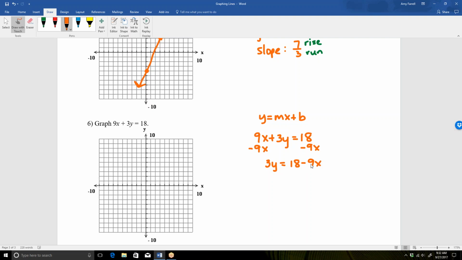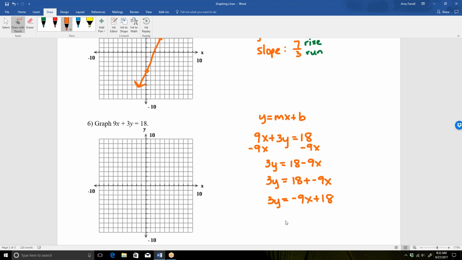Then I want to get my term containing an x first. And I've got to be careful here because subtraction is not commutative. So I can't just swap these. Addition is, however. So maybe instead of 18 minus negative 9x, I'll write that as 18 plus a negative 9x, which is the same thing. They're equivalent. And then I can commute those two terms.